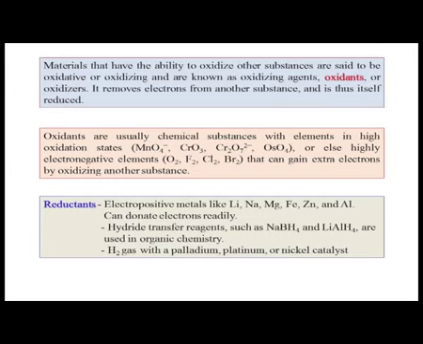So, what does it do? Basically, it removes electrons from the other system or the other substance. When it gets electrons, then that oxidant will be reduced itself. So, thus it itself is reduced.